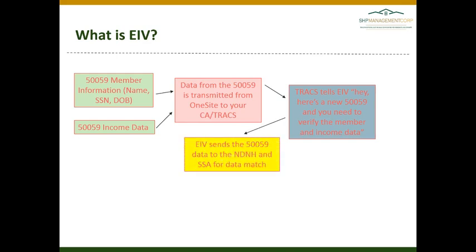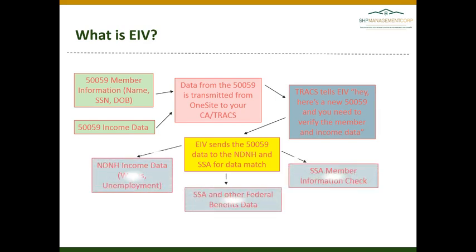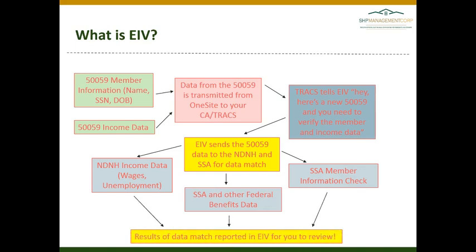So EIV takes that data and sends it to the National Directory of New Hires and to Social Security Administration for a data match. The National Directory of New Hires is going to review the wages and unemployment data. Social Security Administration is going to review the member information as well as any federal benefits data. The results of those data matches will be reported in EIV for you to review.